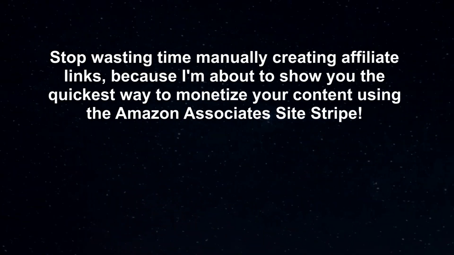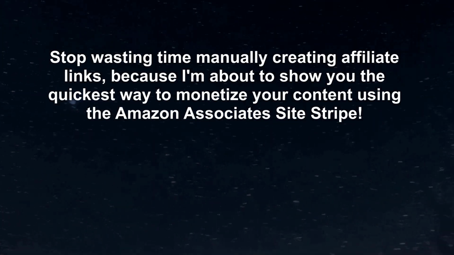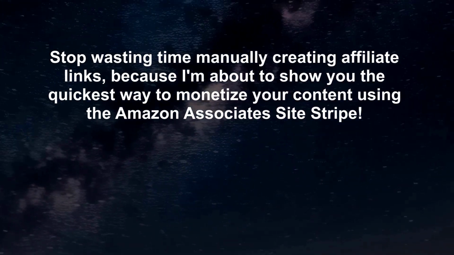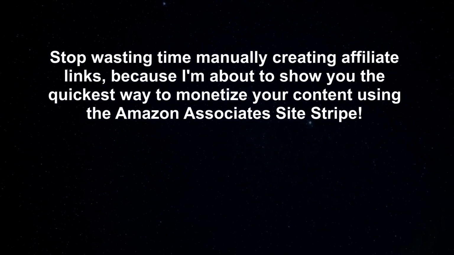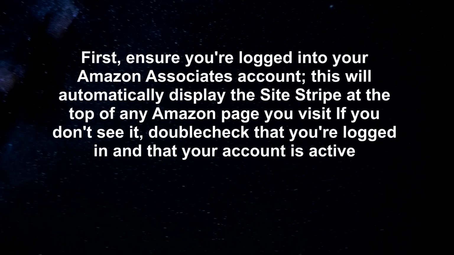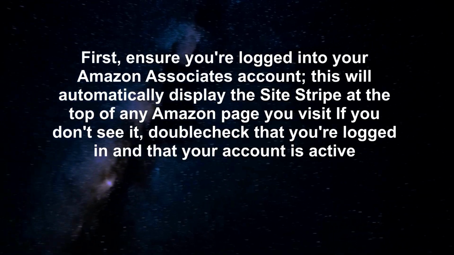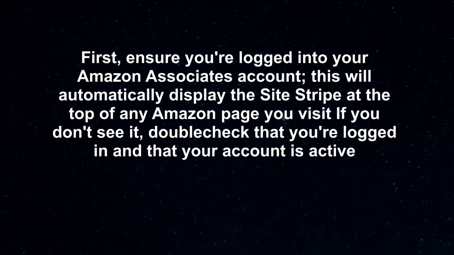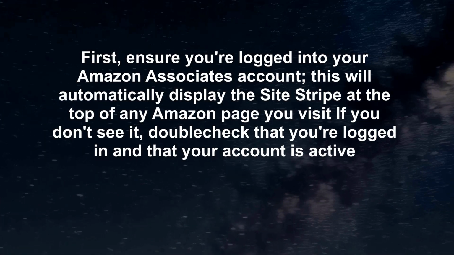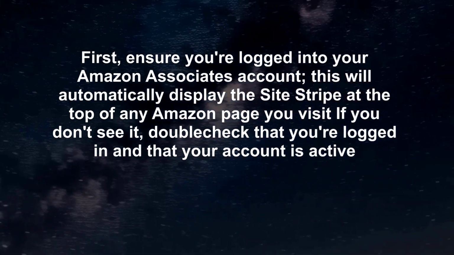Stop wasting time manually creating affiliate links, because I'm about to show you the quickest way to monetize your content using the Amazon Associates SiteStripe. First, ensure you're logged into your Amazon Associates account. This will automatically display the SiteStripe at the top of any Amazon page you visit. If you don't see it, double-check that you're logged in and that your account is active.